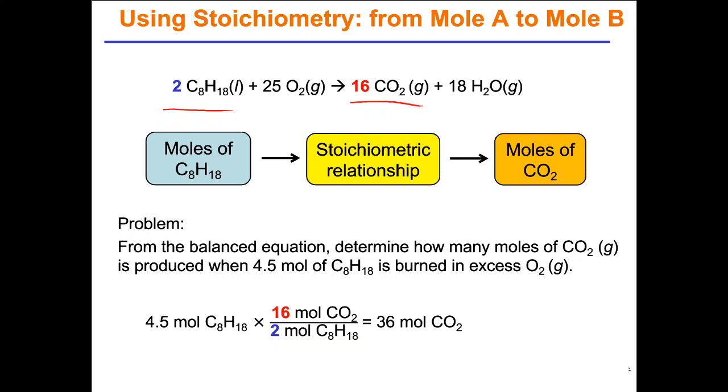But to get this ratio, I have to look at my chemical equation. First of all, I have to decide, using my dimensional analysis, which way I need to put this. I want octane on the bottom, because I want to cancel out octane, and I want to be left with CO2. So what I'll say is that for every 16 moles of CO2 that are produced, I burn 2 moles of octane. Or you could say, for every 2 moles of octane I burn, I produce 16 moles of CO2.